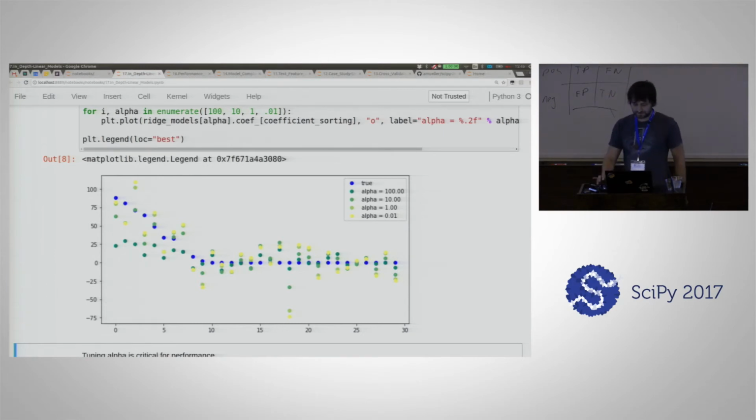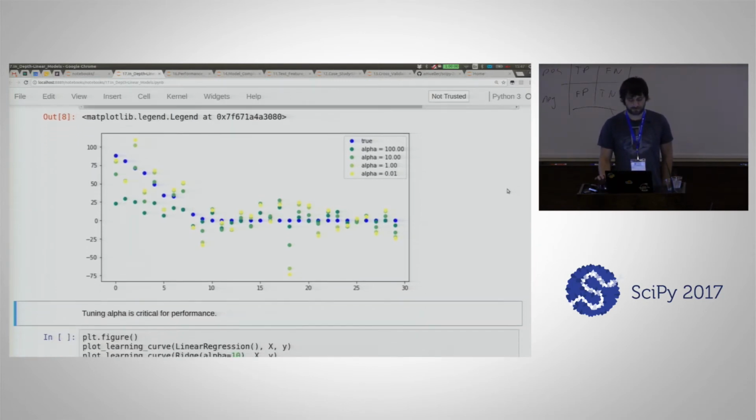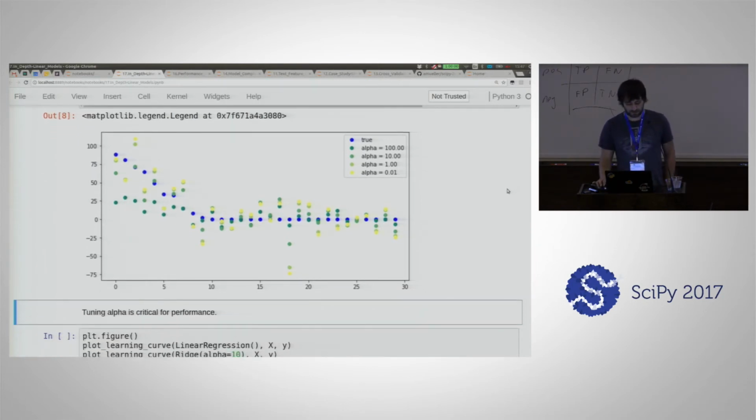What you can also see here is that if you have a very high value of alpha, then all the large coefficients are pushed towards 0. So this is not an unbiased model. You bias all the coefficients towards 0, which is why statisticians don't like this. For predictive purposes, it often works very well.